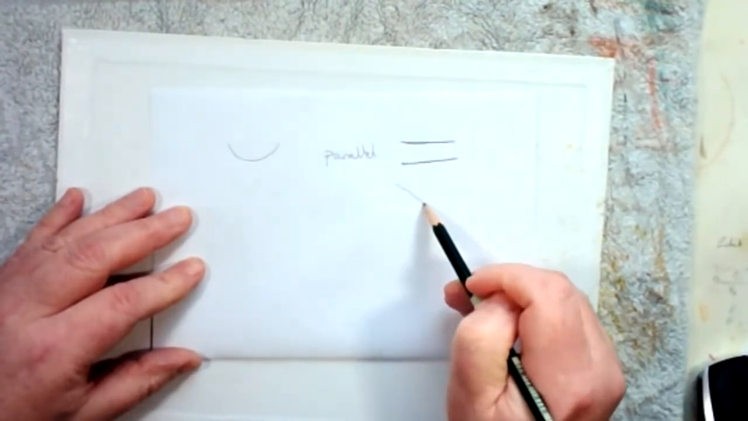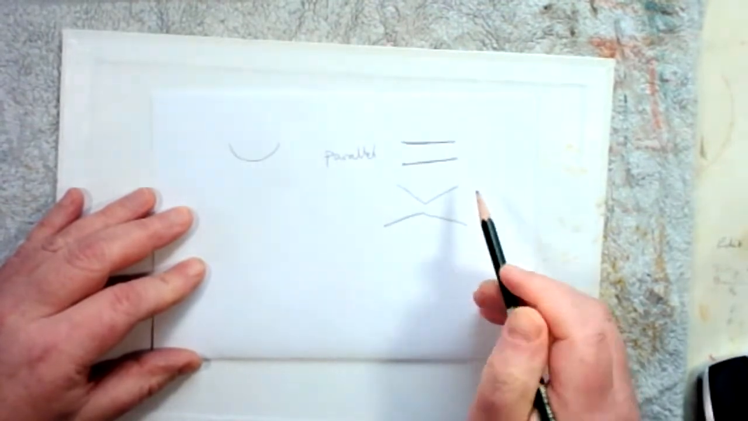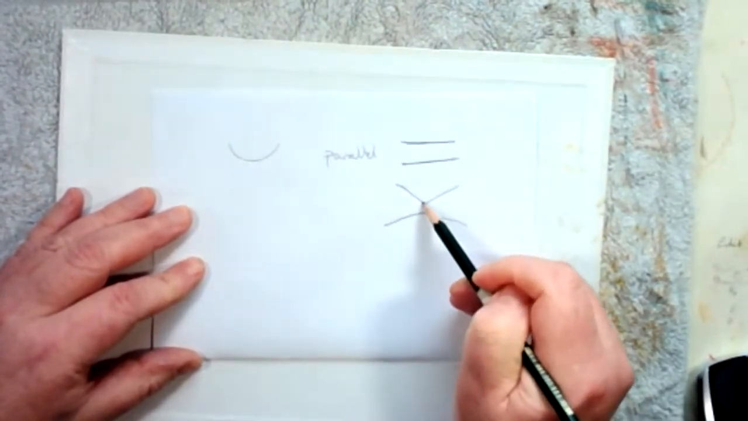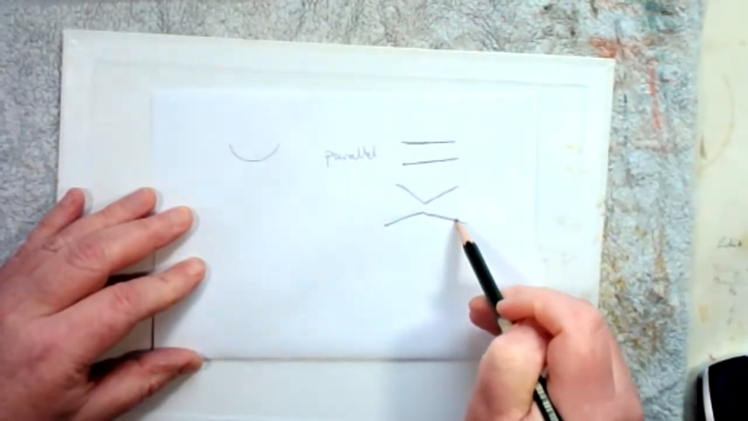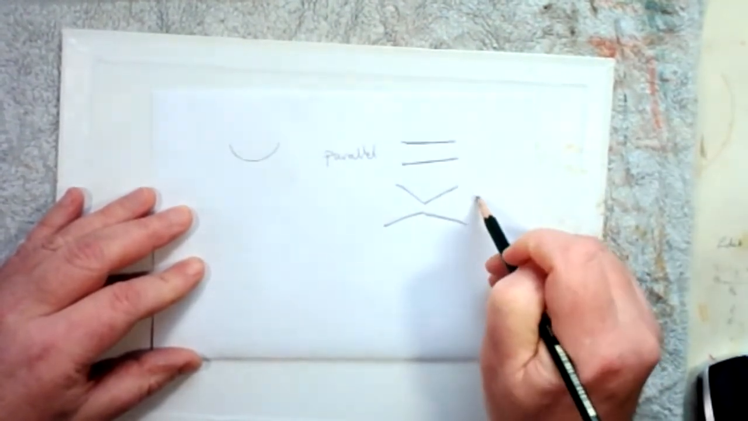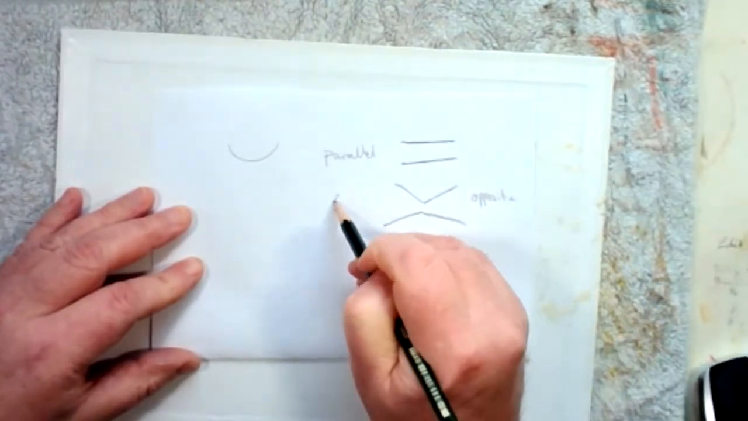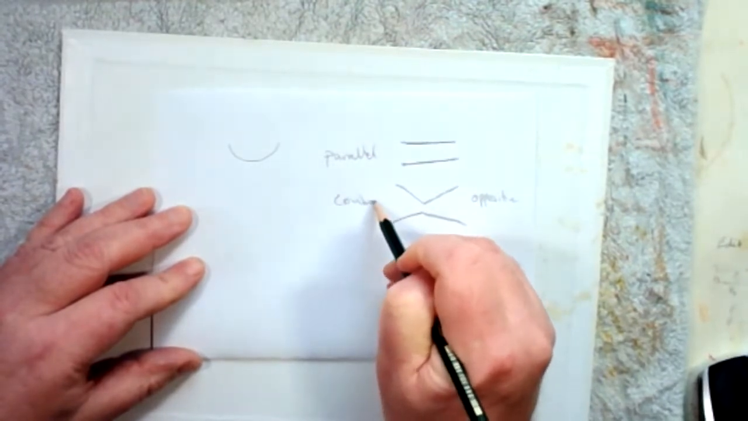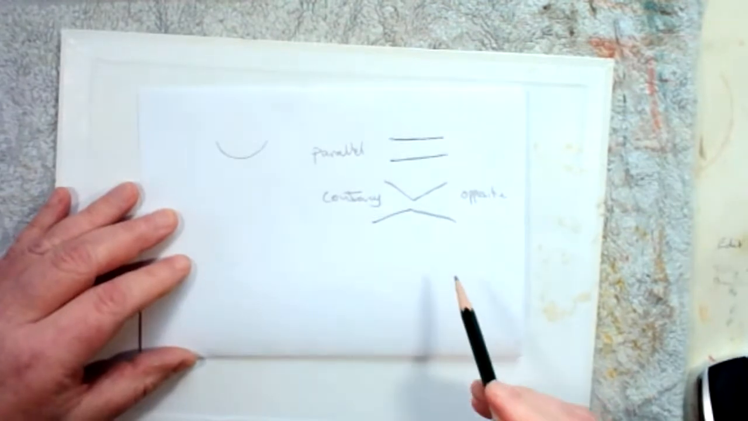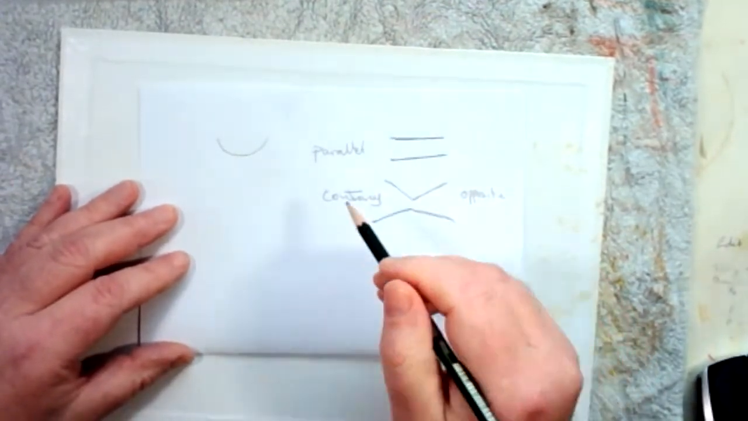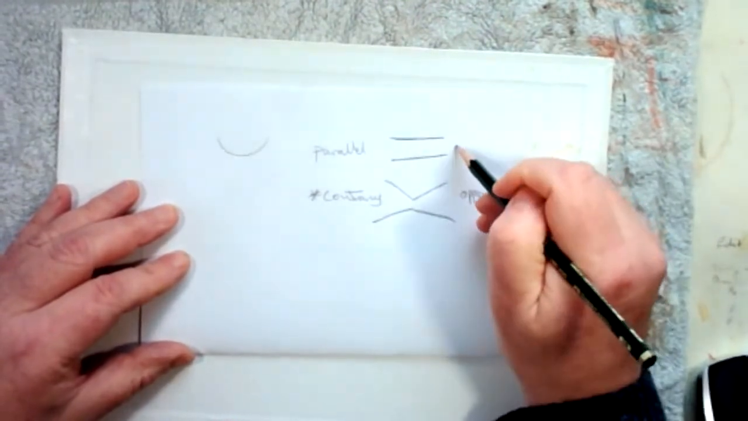And if we look at these two, these are going in contrary motion. So where this line comes down and then goes up, this line is going up and then down. They're working in the opposite, or contrary, so they're in contrary motion. And of the two, this one, in my opinion, is slightly more interesting than the parallel.